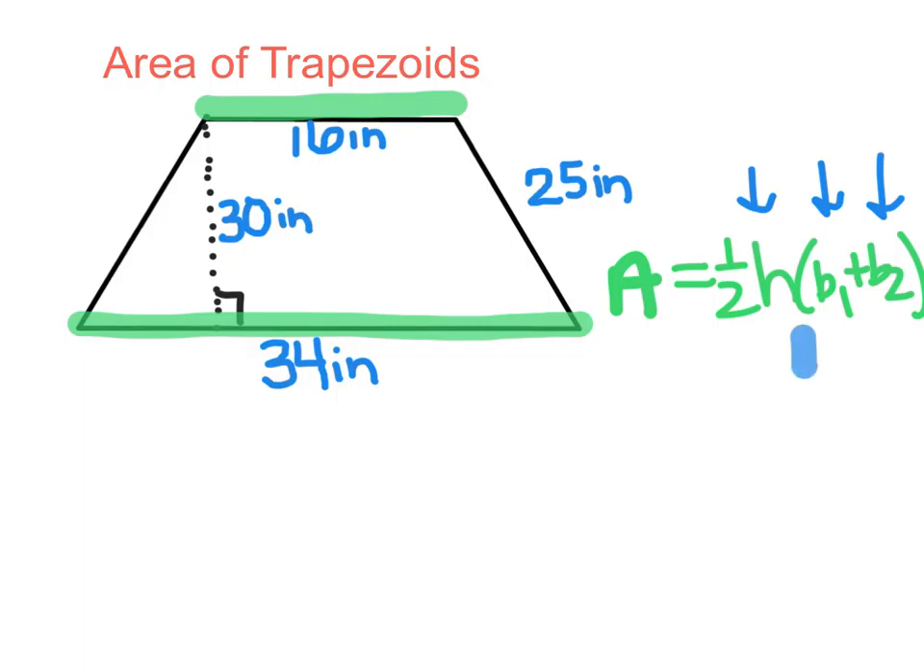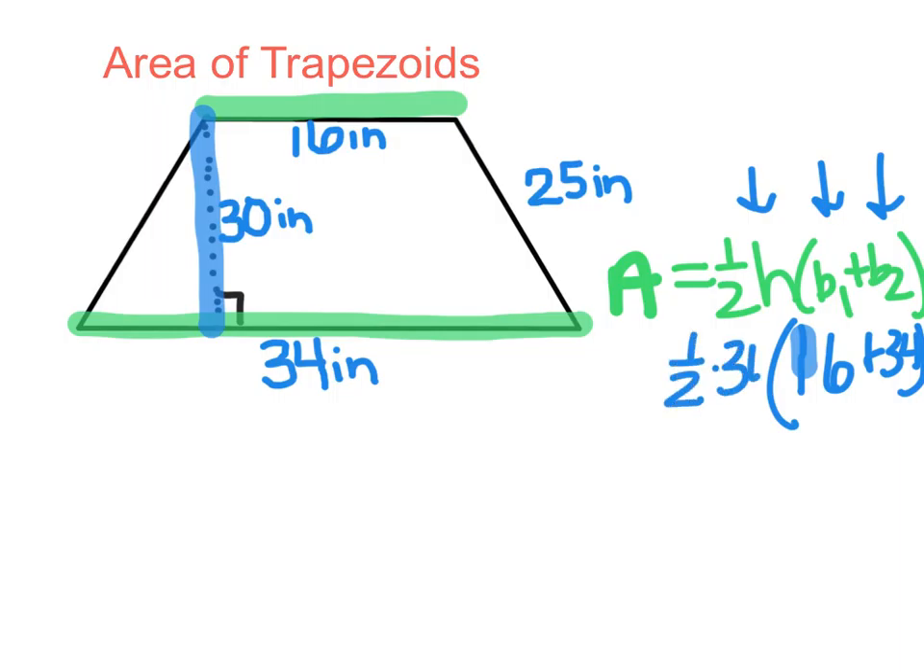So I'm going to say that base 1 is 16 and base 2 is 34. My height is how tall it is. So my height is this right here, which is 30. So I have 1/2 times 30 times my two bases added together, which is 16 plus 34. You always do parentheses first. 16 plus 34 is 50. So then everything else is just multiplication. So I have 1/2 times 30 times 50.